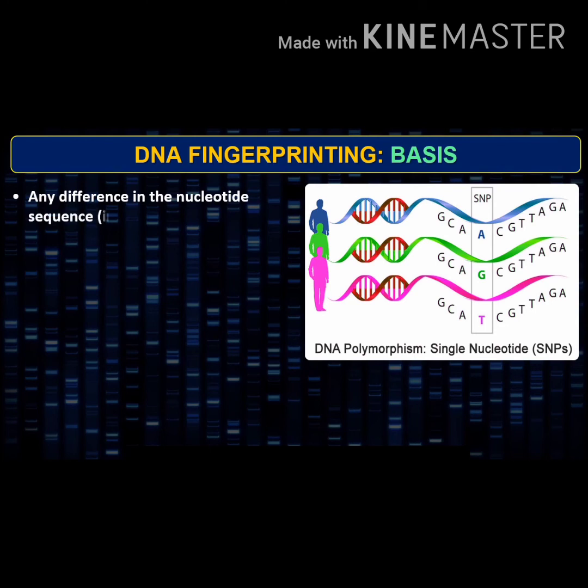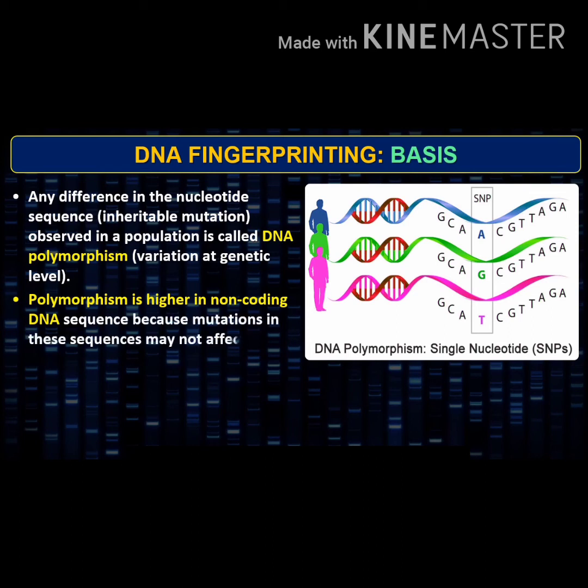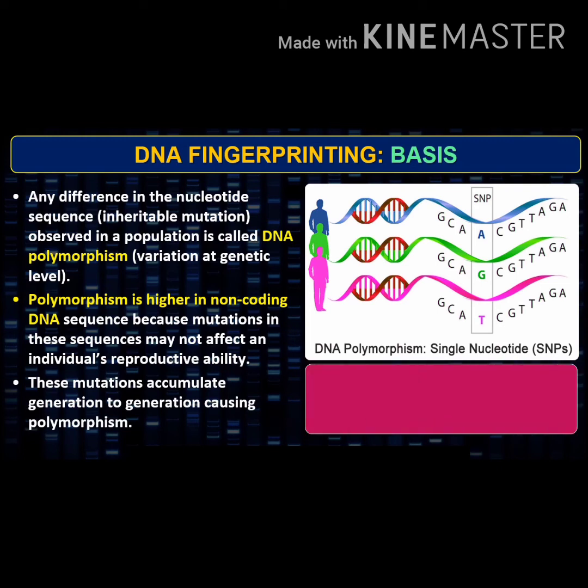Any difference in the nucleotide sequence, that is an inheritable mutation, observed in a population is called DNA polymorphism, that is, variation at a genetic level. Polymorphism is higher in non-coding DNA sequences because mutations in these sequences may not affect an individual's reproductive ability. These mutations accumulate generation to generation, causing polymorphism. And polymorphism has a great role in evolution and speciation.